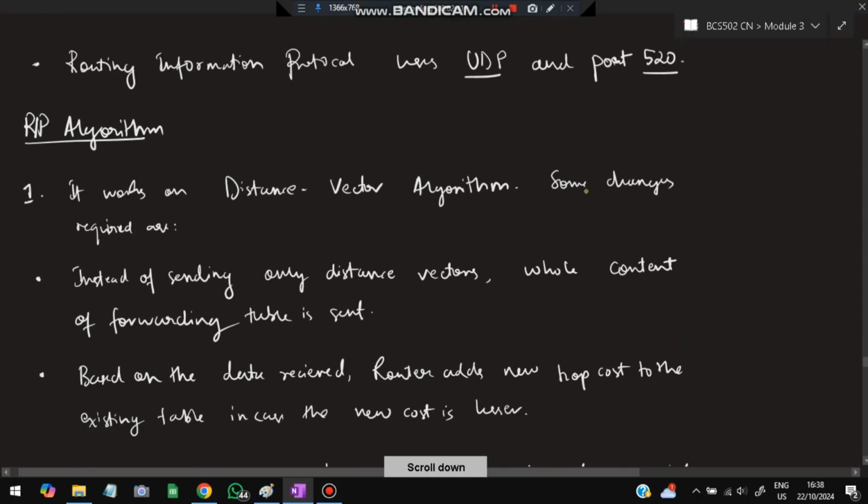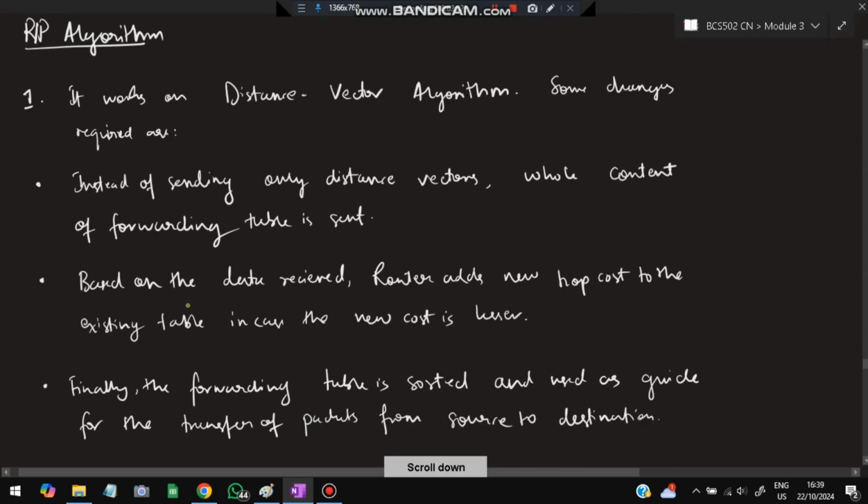Okay, and let's discuss the algorithm. The RIP algorithm works on the distance vector algorithm, the first one which we discussed, right? The distance vector algorithm, and some changes are required. It is same as this one, but some changes are there. In that, what we used to do, the distance vector, whatever we had got, we will send it to the neighboring nodes. But here, the whole content of the forwarding table is sent. That is one difference. Second is, based on the data received, the router adds a new hop cost to the existing table. If there is a new hop coming in between, or we have a cost lesser than the previous hop, we'll be taking that into consideration.